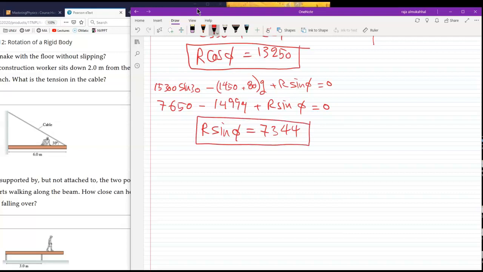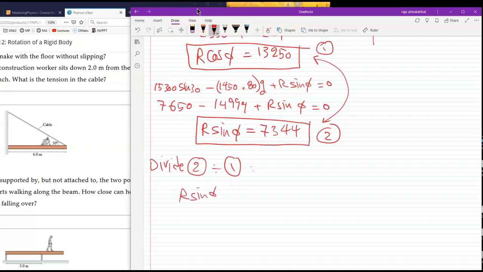There we go. I got those two equations now. This one and this one. You see that? Here's the trick. Let's call this equation 2 and this is equation 1. Divide 2 over 1. In other words, like that. R sine phi over R cosine phi equal to 7,344 over 13,250. The Rs cancel out. Well, sine over cosine is tan phi, right?